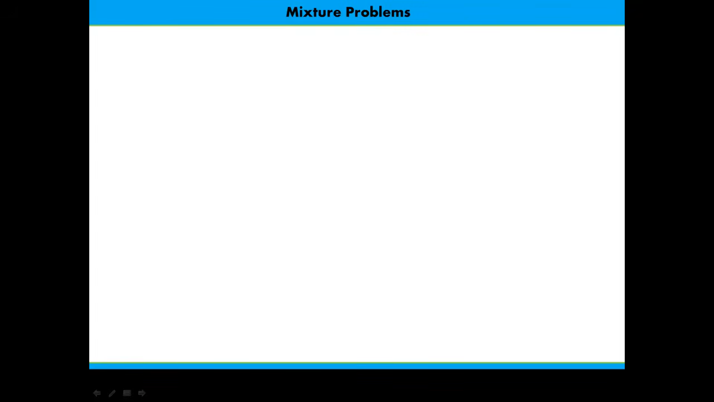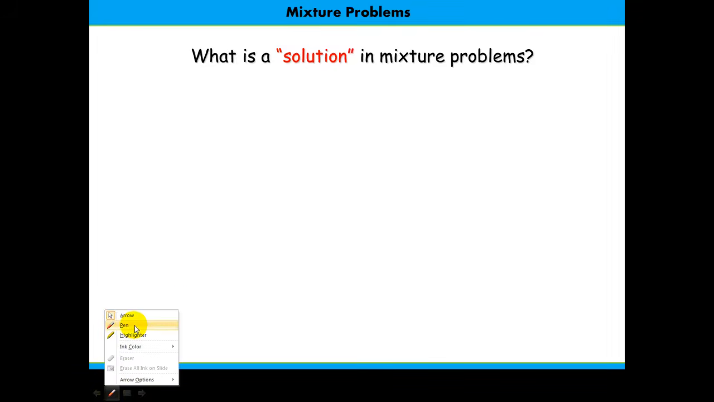Hey guys, we're going to learn how to deal with some mixture problems by using a system of equations. Before we can jump into how to work out one of the problems, we have to understand what a solution is. When we start talking about mixture problems, that involves a little chemistry. So we're going to review what a solution is.